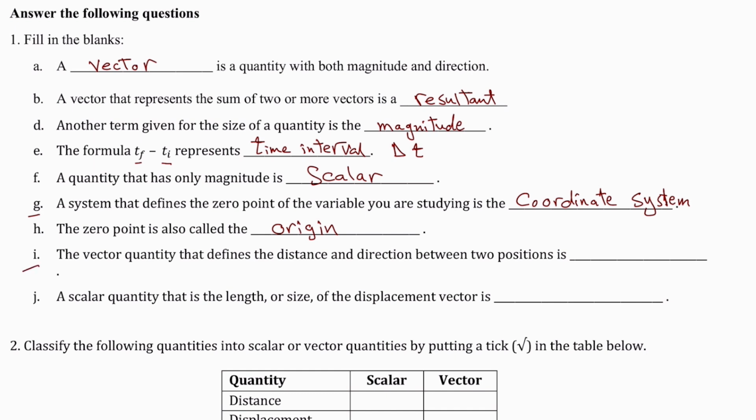The vector quantity that defines the distance and direction between two positions is displacement. A scalar quantity that is the length or size of the displacement vector is distance.